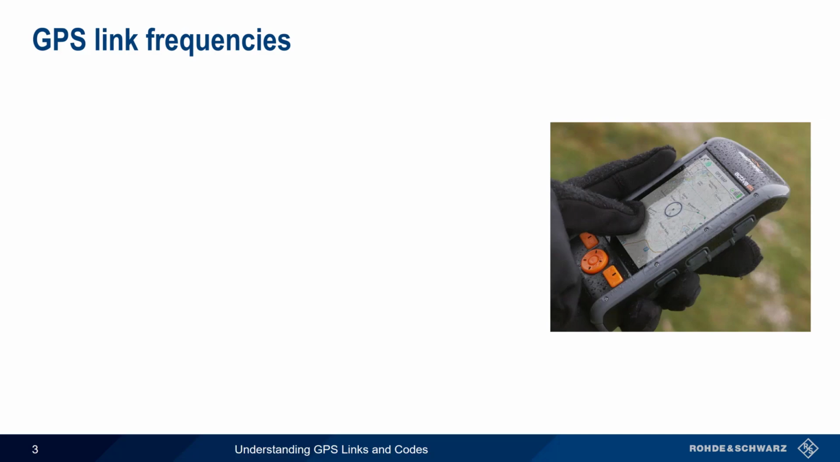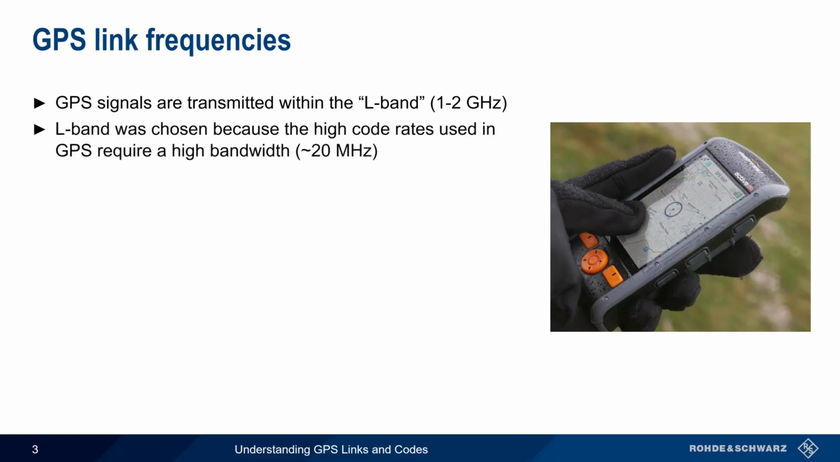We'll start with links. All GPS signals are transmitted within the so-called L-band on frequencies between 1 and 2 GHz. The main reason that L-band was chosen for GPS is the high code rates used in GPS require a relatively high bandwidth, about 20 MHz. This may not sound like much by today's standards, but back in the early days of GPS, that is, the 1970s, L-band was still relatively unused, and therefore a good choice.